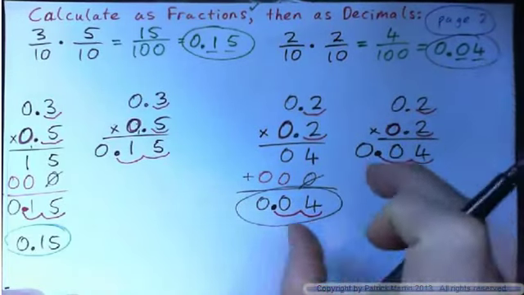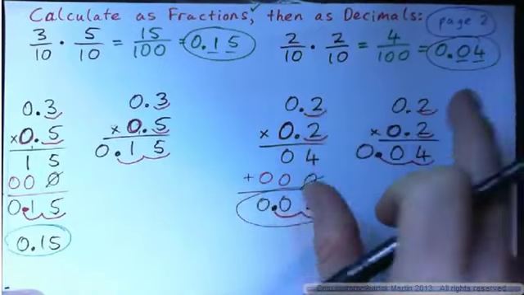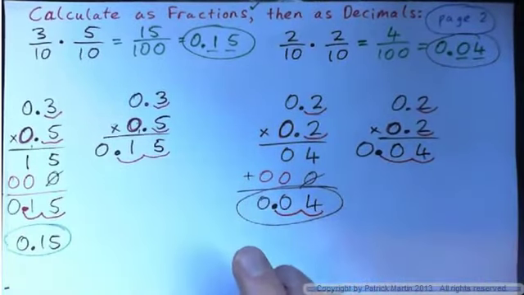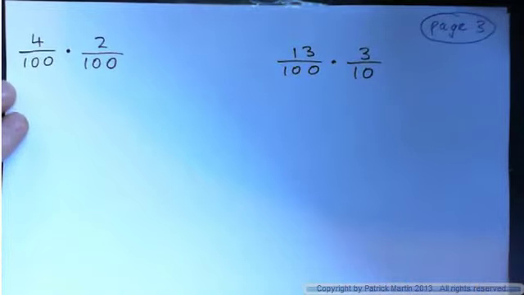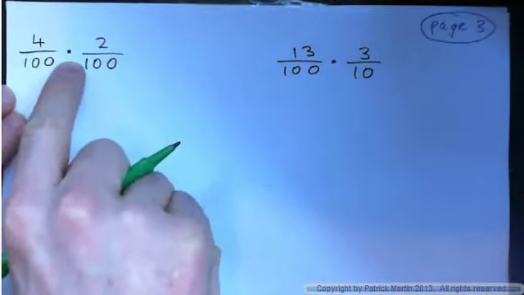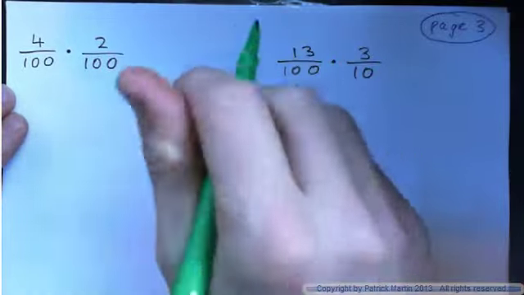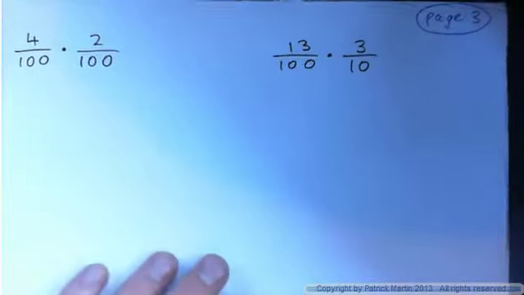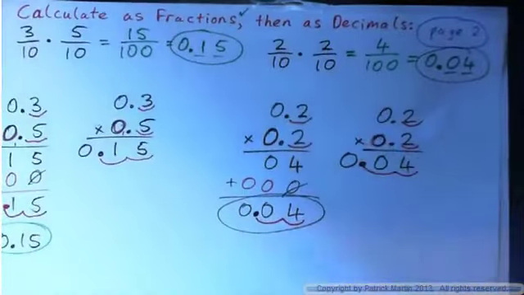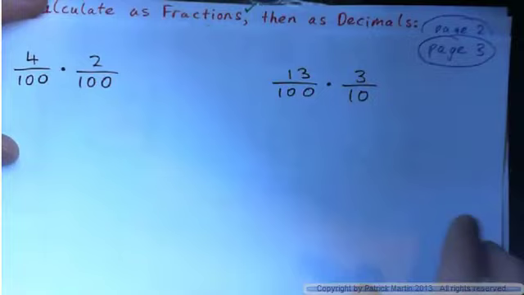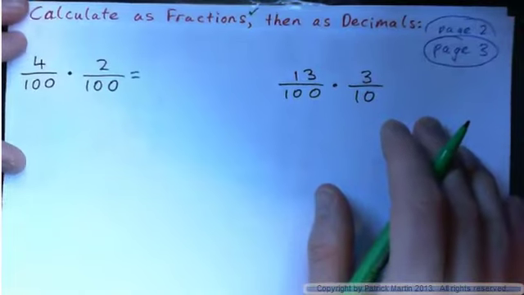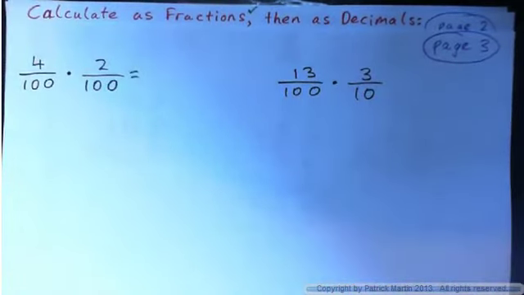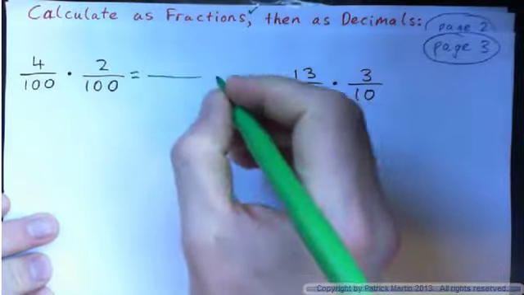Okay, so what I'm trying to do is prove to you that this method does work, and hopefully you'll get an understanding for it, and not just memorize it. Hopefully you remember it too, but the understanding is really helpful for the brain. Okay, so if we had 4 hundredths times 2 hundredths, we're going to do the same thing. We're going to calculate as fractions and then as decimals. I'm going to put those instructions up there. So 2 steps. First, calculate these as fractions. Multiply the tops, then multiply the bottoms. So what do you get? And don't cross cancel because we want a factor of 10 on the bottom.